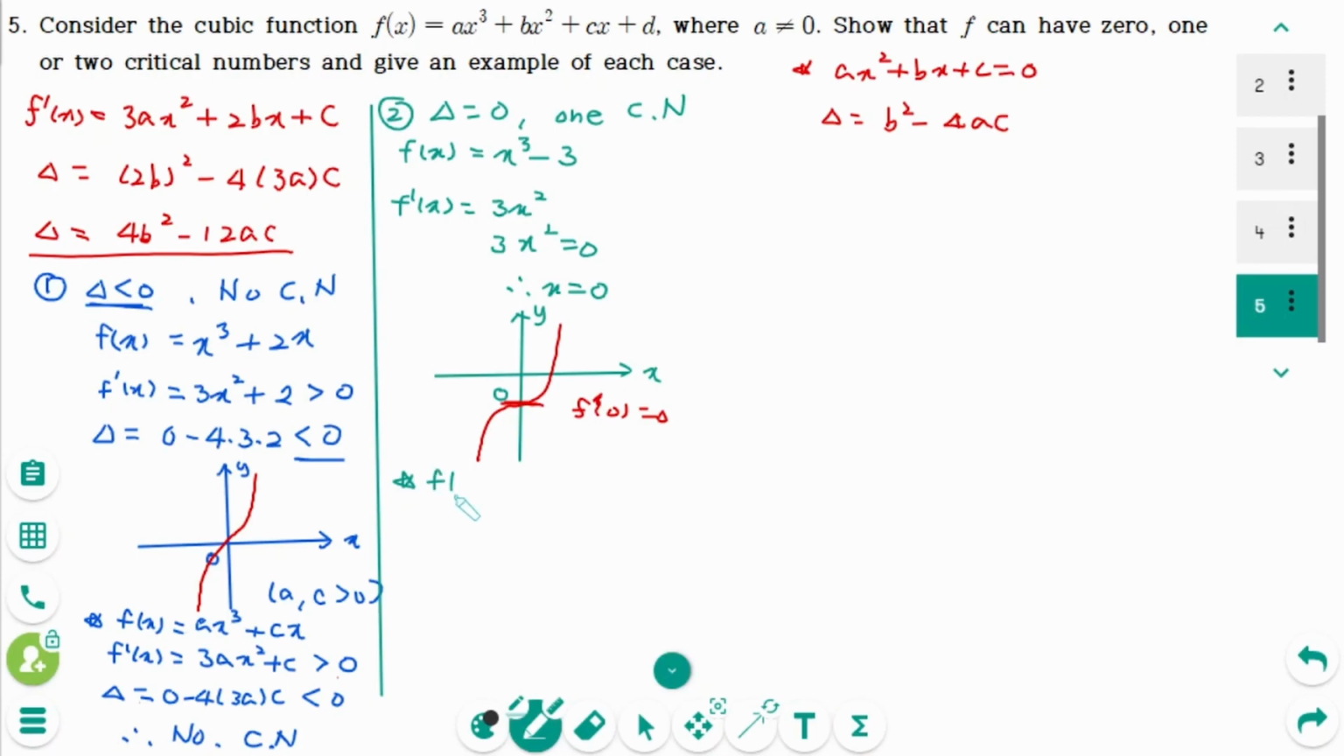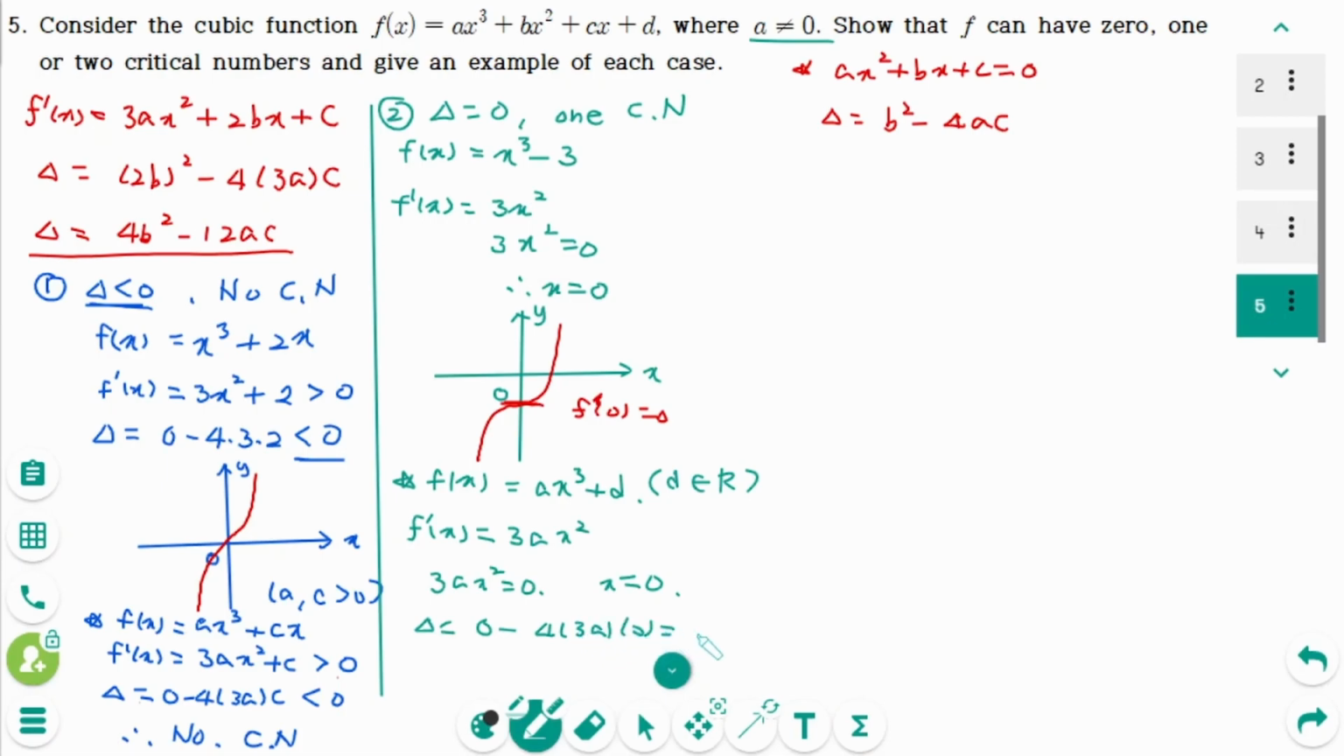So if f of x equals ax cubed plus d, then d is any real number. Of course, a is not 0. Then f prime of x equals 3ax squared. And 3ax squared equals 0 when x equals 0. And the discriminant is 0 minus 4 times 3a times 0, which is always 0.